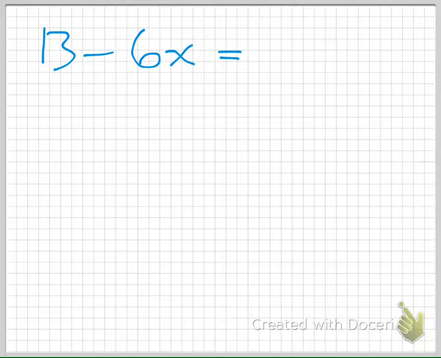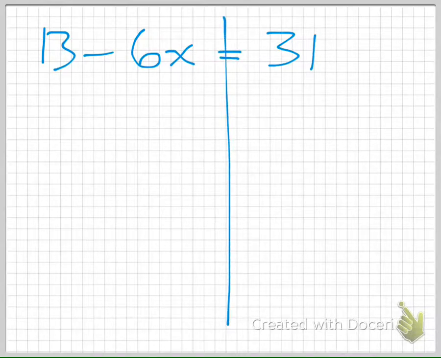Try this one. 13 minus 6x equals 31. Be careful with it. Watching, step by step, line on the equal sign. This is a little bit confusing. Okay, is the variable happy? No. Who's with him? 6x. Who's with him? Negative 6. There's a negative 6 and there's a positive 13. It's important that you get that.